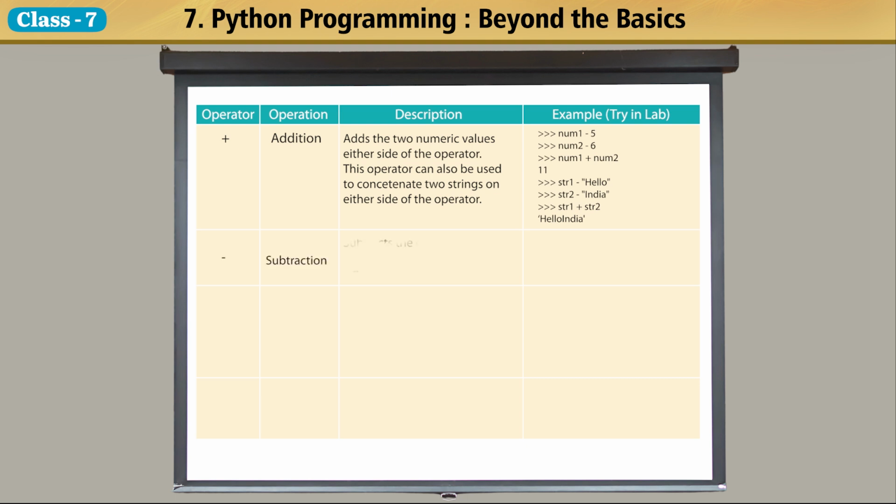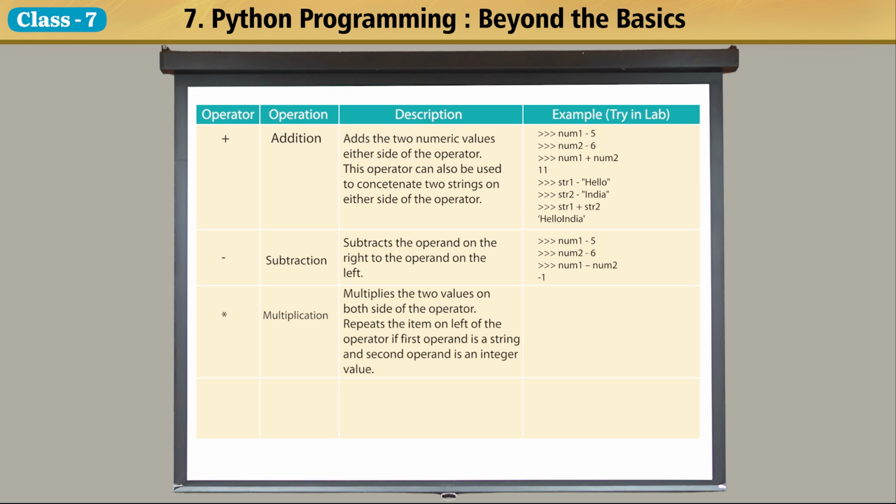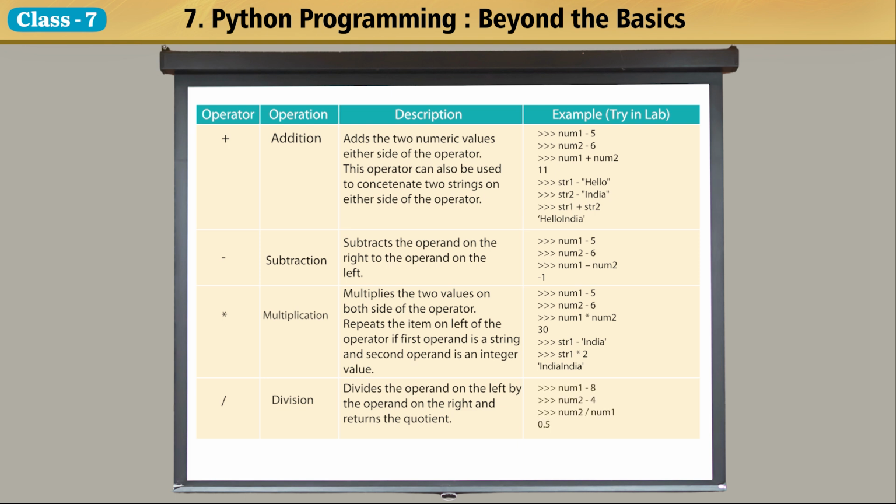Subtraction. Subtracts the operand on the right from the operand on the left. Examples. Multiplication. Multiplies the two values on both sides of the operator. Repeats the item on the left of the operator if the first operand is a string and the second operand is an integer value. Examples. Division. Divides the operand on the left by the operand on the right and returns the quotient. Examples.